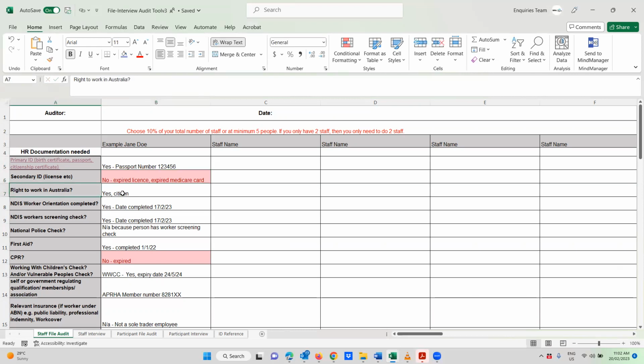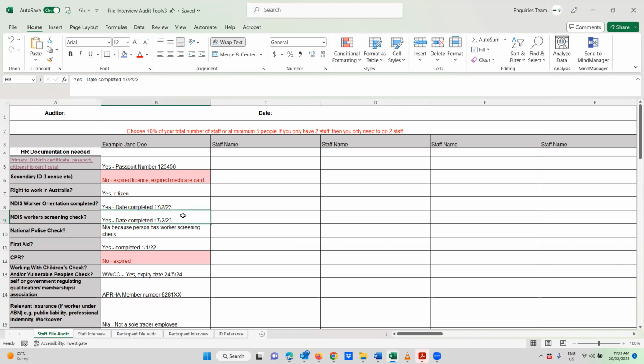Do they have the right to work in Australia? Yes, you've seen they're a citizen, or yes, you've seen their right to work identification. Can you find the NDIS worker orientation module certificate in their file? Yes, and the date. Not just yes, yes, and the date. Because we can look at your compliance management system, but what we all need to do is look at our own files. We need to see the files are in order.